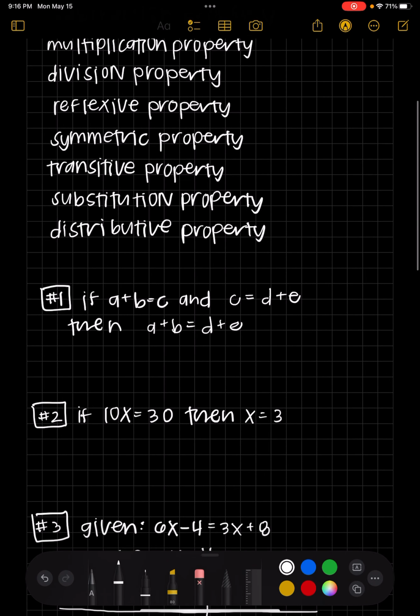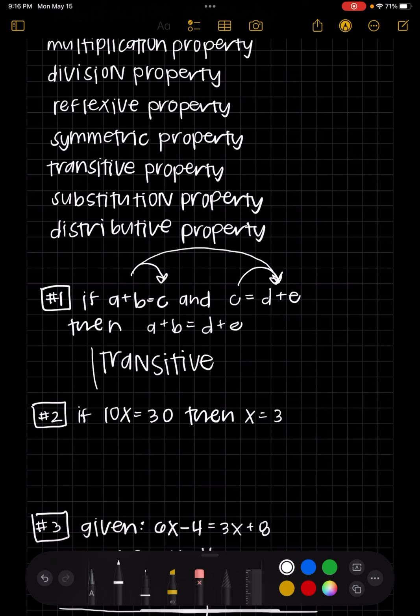So the first example says if A plus B is equal to C and C is equal to D plus E, then A plus B is equal to D plus E. So this looks a little bit different than what we were looking at before, but do you see how it goes like A plus B goes to C and then C goes to D plus E? So we can kind of bypass that second step and just go from A plus B to D plus E. And that is called the transitive property. So that's my answer here. It's the transitive property.